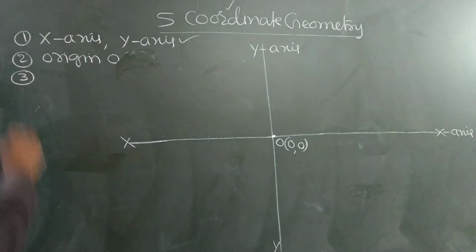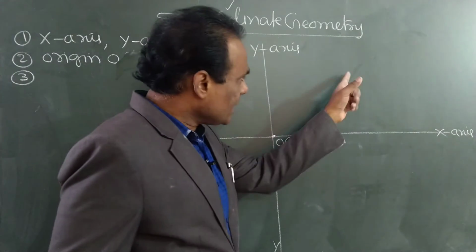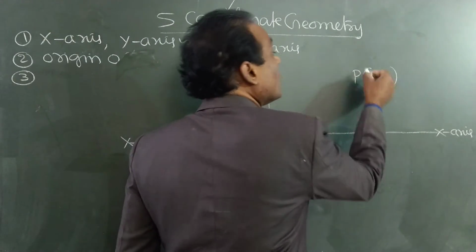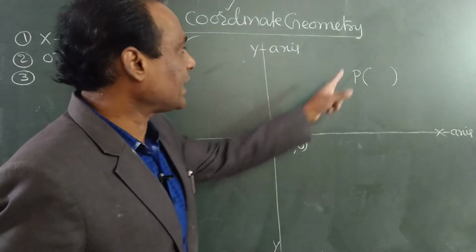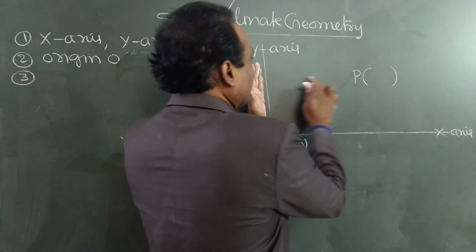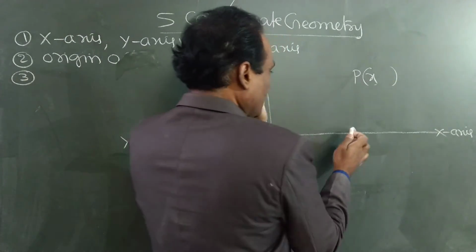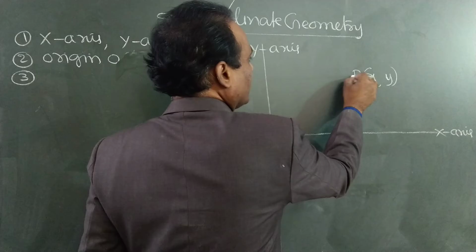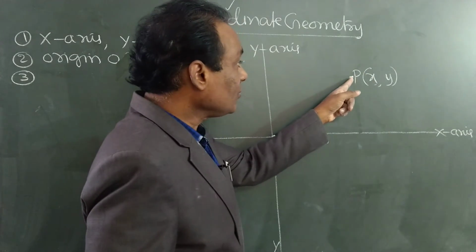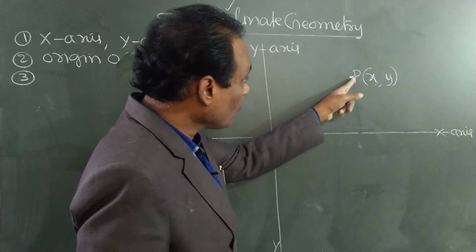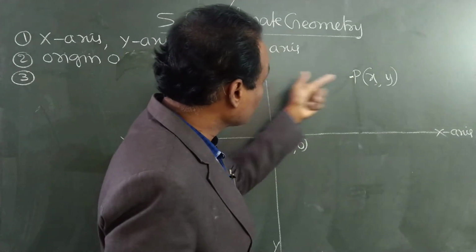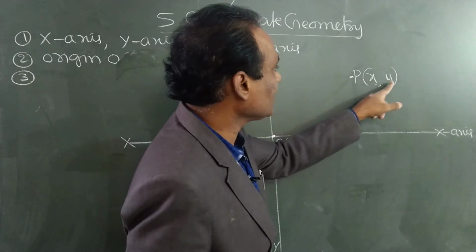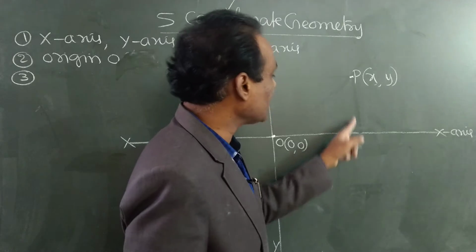Next. Any point in this system will have two values. To locate a point, we require horizontal distance, we write here, and vertical distance, we write here. Suppose this is a point. To locate that point, what is the distance of it? The distance of that point from the y-axis, that distance we write as the first point. This vertical distance is the second point. Horizontal distance first, vertical distance second.